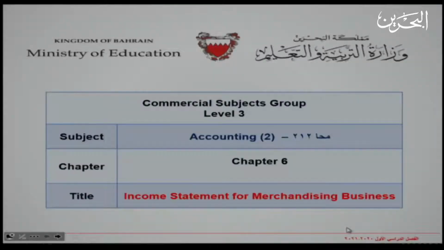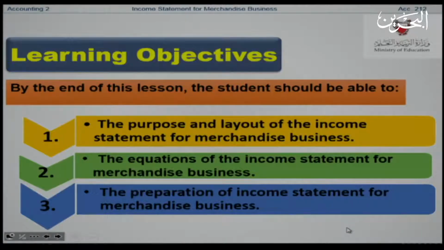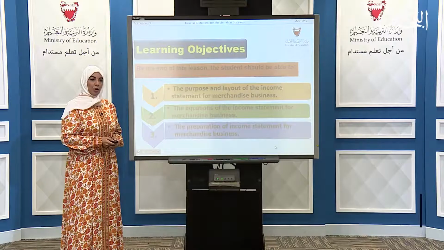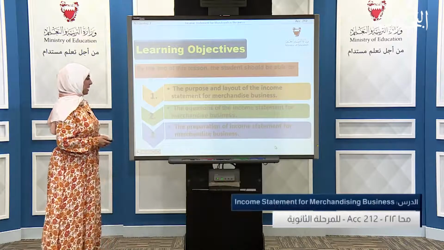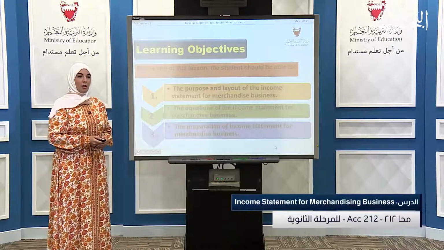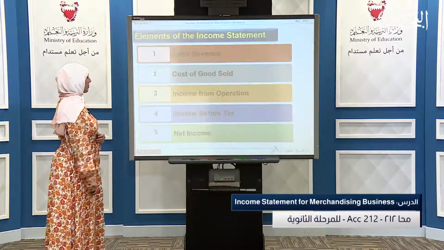Our lesson today will cover chapter 6, income statement for merchandising business. Our learning objective: by the end of this lesson, the student should be able to know the purpose and the layout of the income statement for merchandising business, the equation of the income statement for merchandise business, and finally the preparation of income statement for merchandise business.